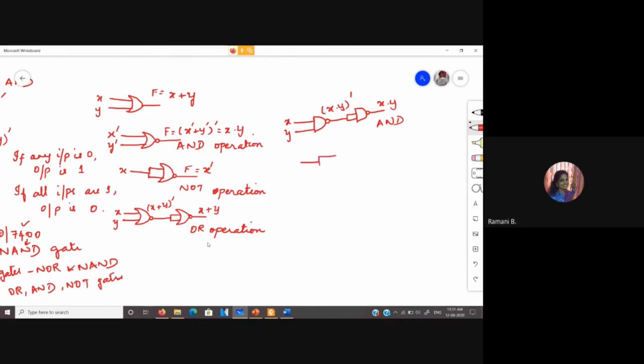Then similar to this one, if we are going to have a single input, this is going to be x bar. So the NOT operation. And for OR operation, you have x bar, y bar. So this will be x bar dot y bar the whole bar, which is nothing but x plus y, the OR operation. So you can implement all the basic gates using this NAND and NOR gates. That's the reason why we call these the universal gates.